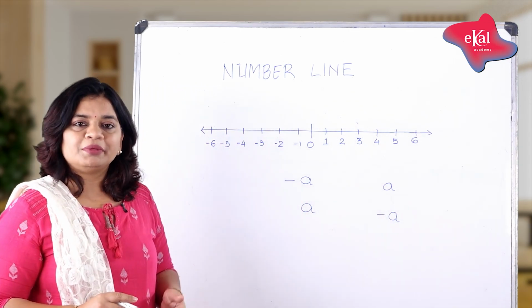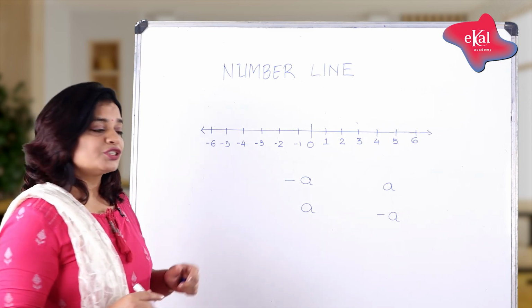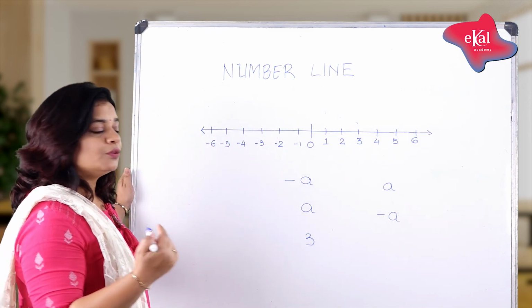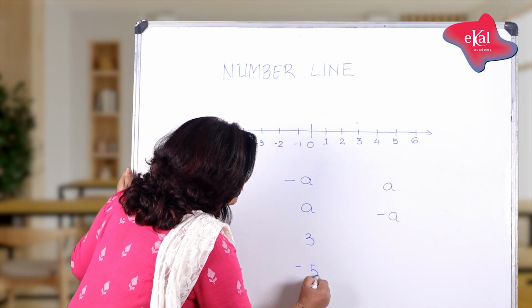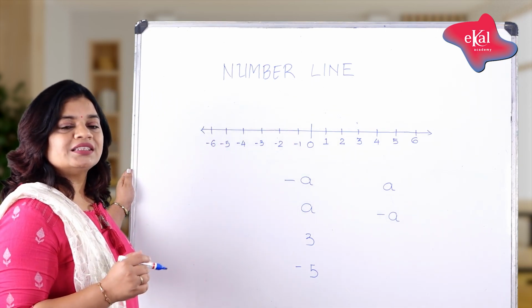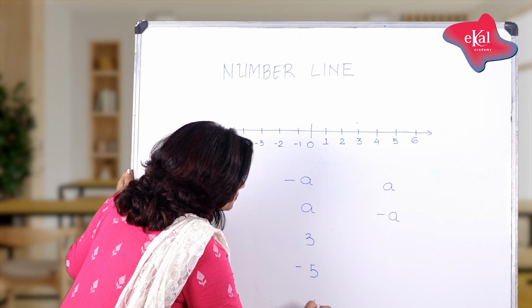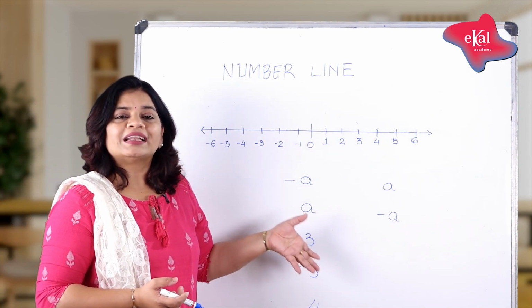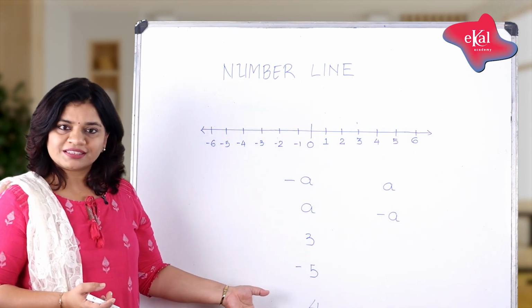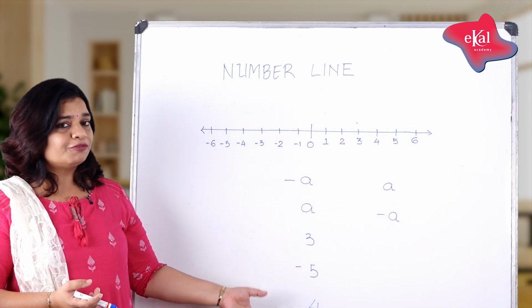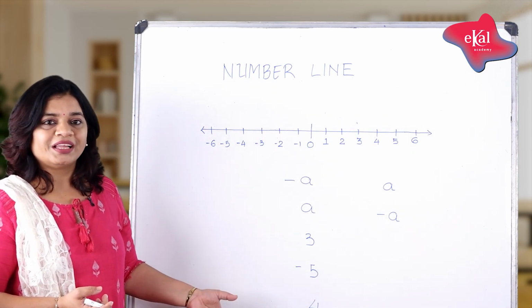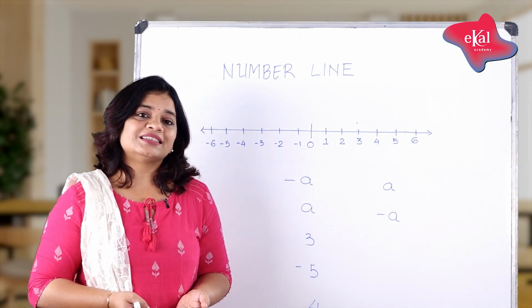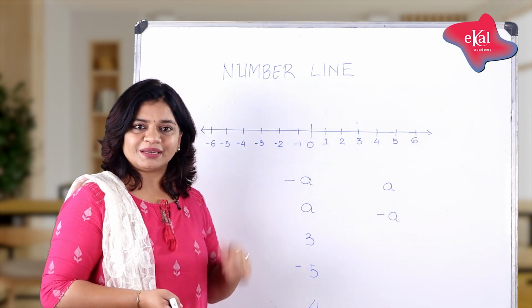Similarly, can you tell me what will be the additive inverse of 3, or of minus 5, or of 4? With the help of this number line, you can locate the additive inverse of the given 3 numbers, that is 3, minus 5 and 4. As I already told you, the opposite numbers are equidistant from the point of reference, that is 0. Let us see on the number line.